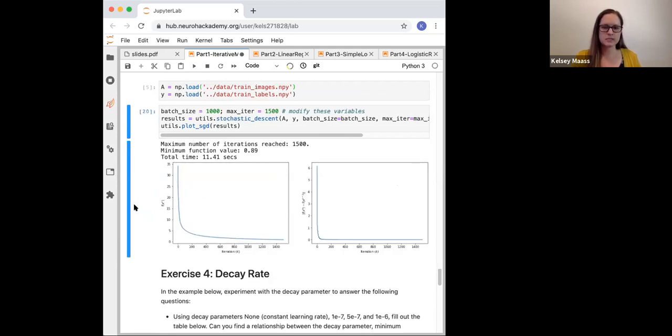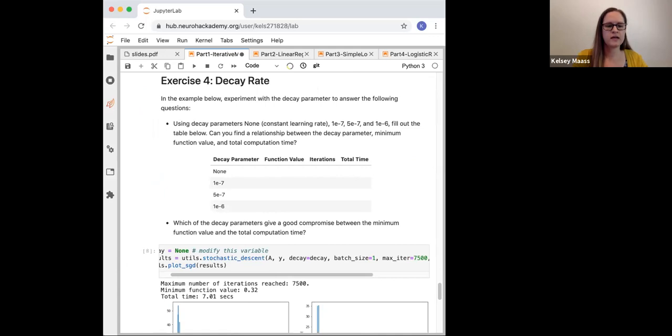So you guys can experiment with different batch sizes, different max iterations to see the effect of the batch size on not only the time it takes to iterate, but also the minimum function value that you end up reaching.